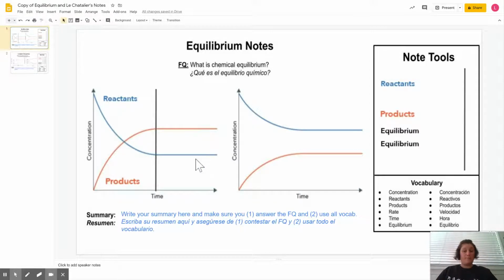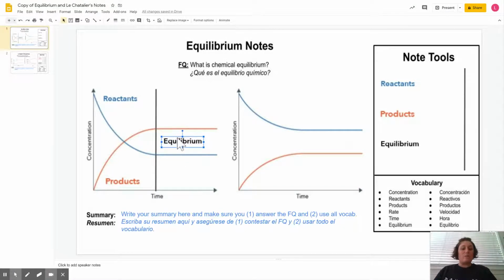Nothing is happening. At this point, we say that the graph has reached equilibrium, okay, because the amount of products is not changing. The amount of reactants is not changing. Their amounts are equalized now. Notice when we say equal, are they equal to each other? No.